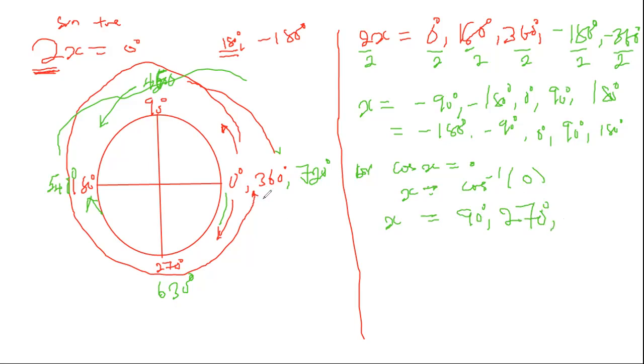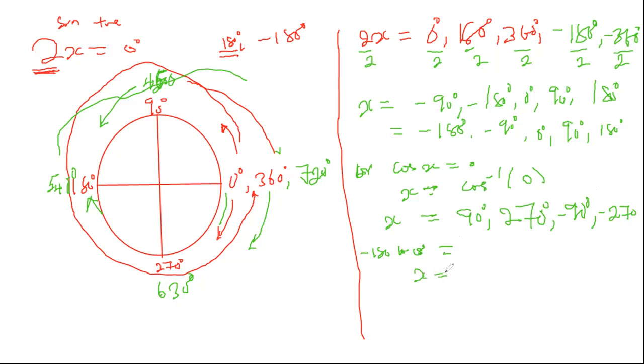Then on the negative, when we have taken this direction, we shall have negative 90 degrees, and then negative 270. But we only need angles in the range of negative 180 to 180. So what would x be equal to?